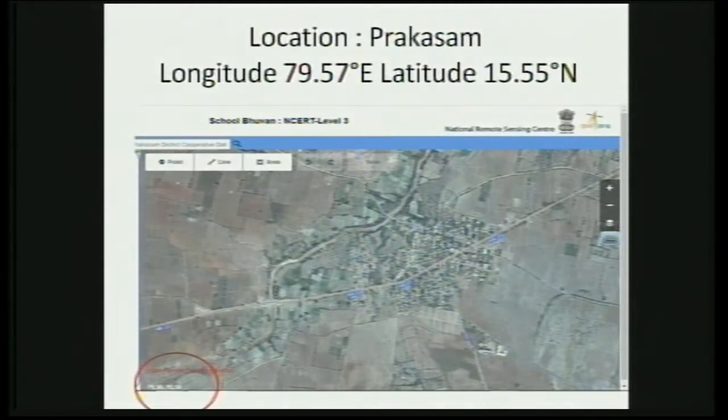Then next, this is the location of Prakasam district. You can see latitude and longitude. In this portal, because it is based on GIS, Geographical Information System, first longitude is given and then latitude. So there should not be confusion. Then this is 79 degrees east and latitude is 15 degrees north. Wherever you move your cursor on this satellite imagery, it will show you the exact latitude and longitude of that place.